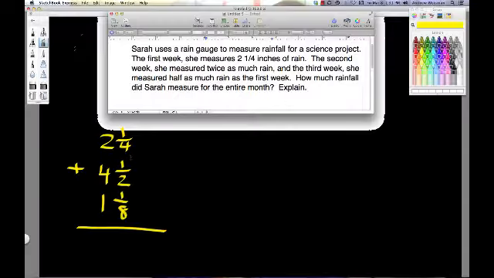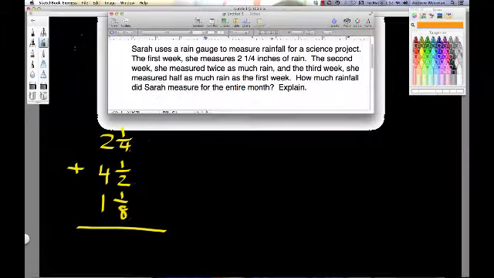So I took our information from week 1, which was 2¼ inches of rain, week 2, which was 4½, and week 3, which was 1⅛, and I set it up vertically. And so the very first thing that I notice is that I have different denominators. I have fourths, I have halves, and I have eighths. Well, when you're adding fractions, your denominators must be the same.